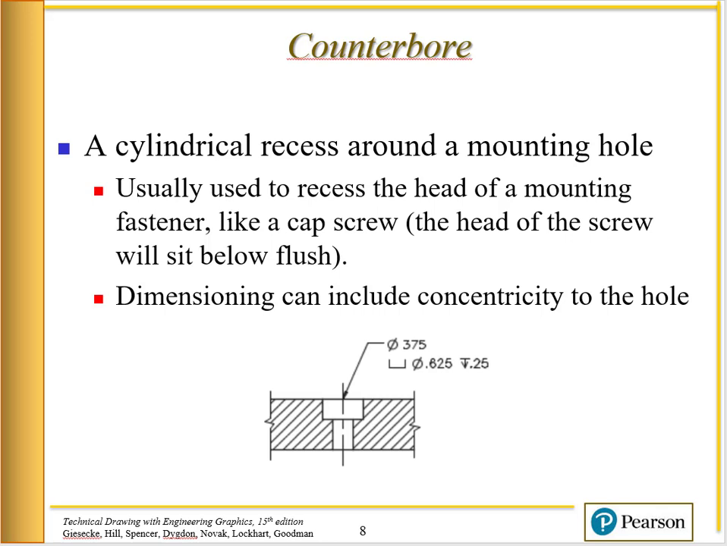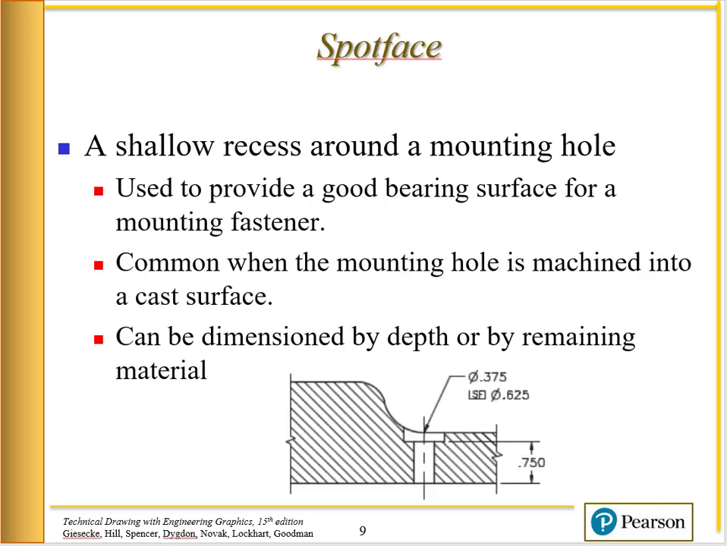Another similar feature is called a spot face. A spot face is a shallow recess around a mounting hole. It's used to provide a good bearing surface for a mounting fastener. Let's say, for instance, that the surfaces in this picture here were cast surfaces. You would put the .375 through hole in there, but you would still have a hard time using this as a bolting location because you don't have a flat surface to bolt against.